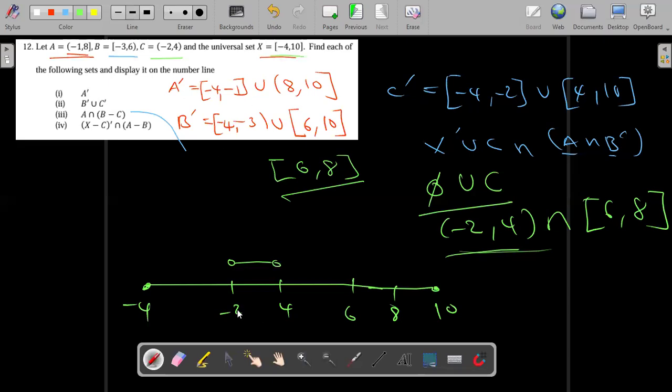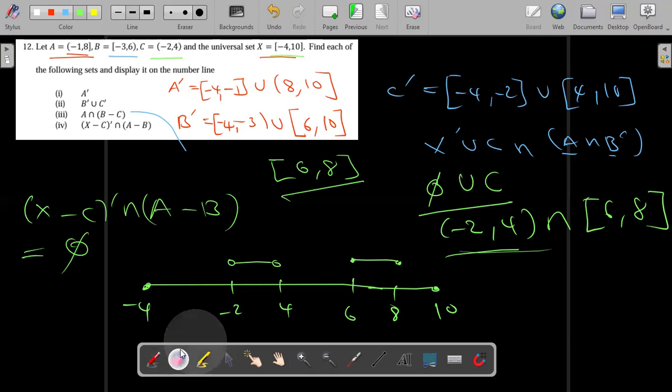So I have -2 and 4. It's open on both sides. So I have that. Then intersect 6, 8. So closed here and closed there. Then I check where these intersect. They don't have any intersection. So since they don't have any intersection, this means that my set X minus C complement intersect A minus B is just going to be equal to the empty set. So if it's equal to the empty set, then that set just has nothing.